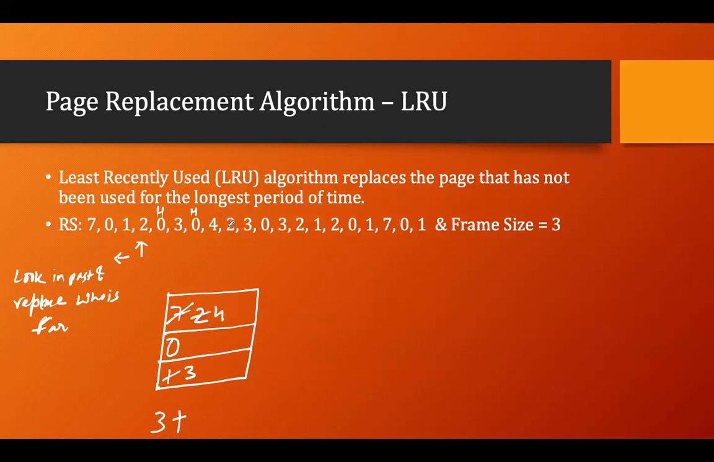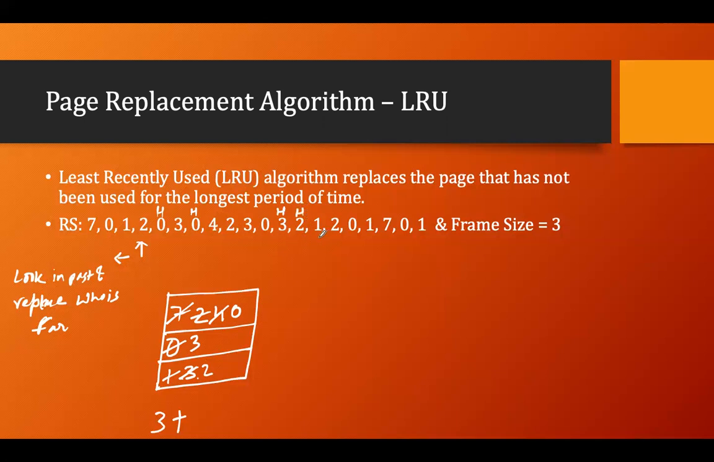Then 2, 2 is not there, right? So 4 we have just used, 0 and 3, one has to be replaced with 2. Then 3, 2 and 4 we have used, so this will be replaced with 3. Then 0, 3 we have used, 2, 4 is the older one, so we'll replace with 0. Now 3, 0 is there, 3 is there, so it is a hit. Now 2 is already there, a hit.